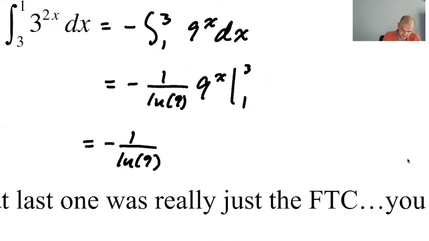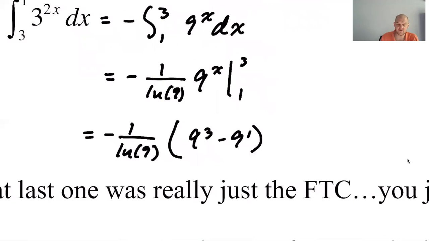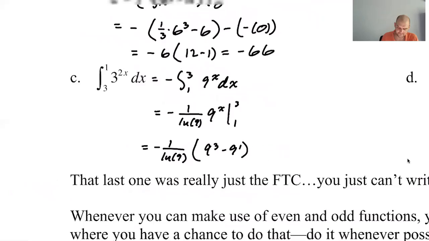Let's do this, and then parentheses, 9 cubed minus 9 to the first. And let's just leave that. I mean, we could factor it. Factor out a 9, and you get 9 times 9 squared minus 1. You get 9 times 80. So 720. I don't know what I'm doing. I think it's negative 720 over natural log of 9, but I'm going to leave it as it is.